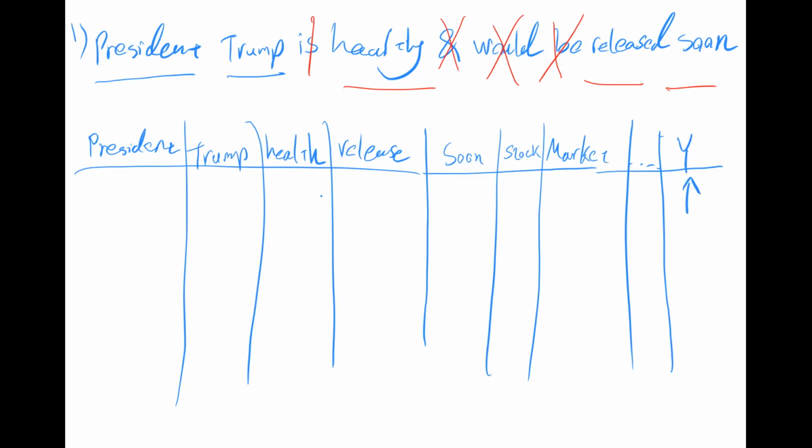In this observation, in the sentence that you see, I have president, so I put 1. I have Trump 1, health 1, release 1, soon 1. Do I have stock? 0. Do I have market? 0. And for sure, I might have 1,000 different words, but none of them repeated, so all of them are 0 too. You might put another sentence. That sentence could be 1, 0, 0, 1, maybe 0, 1, 0. Some of them are 1, some are 0, and it's a down row.